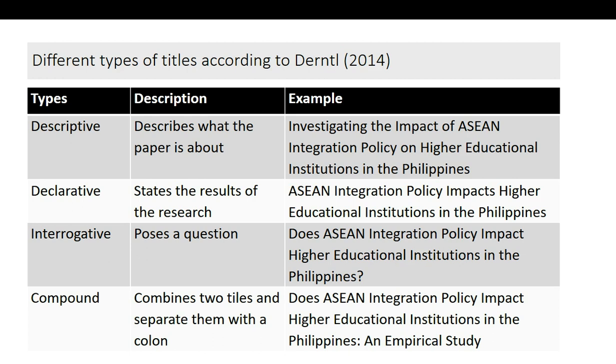The last one is the compound title. It combines two titles and separates them with a colon. An example of this is, does ASEAN integration policy impact higher educational institutions in the Philippines? An empirical study. So first it starts with an interrogative title, and then an empirical study, I think, is under the descriptive type of title. So those are the different types of title. My opinion is the best type of title is the descriptive one. It's the best title that you can use when doing research.